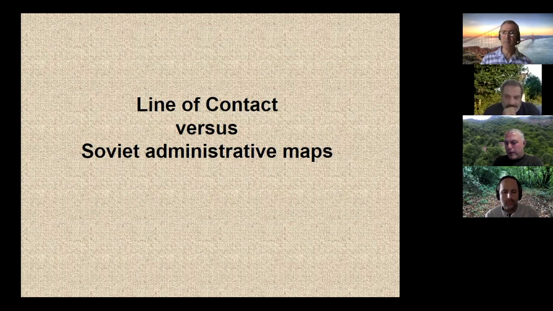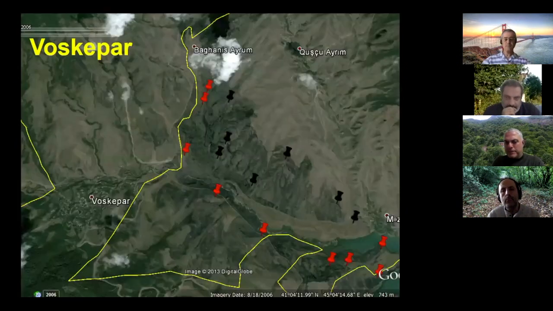So let me show you a couple of maps all over the border. I mean, this is the border that I know very well. I've been working on this border for many years. So all the villages or areas I will show you, I've been there personally. So I need to show you the line of contact versus the admin maps.